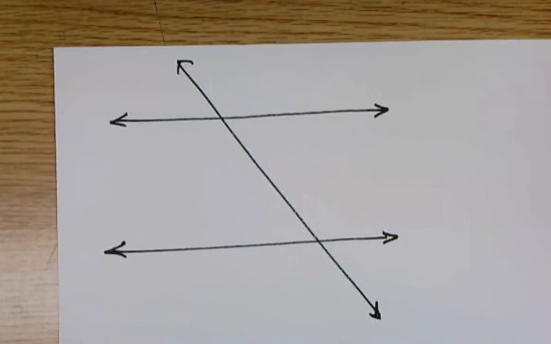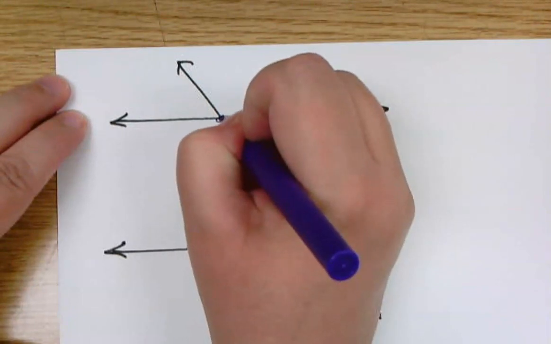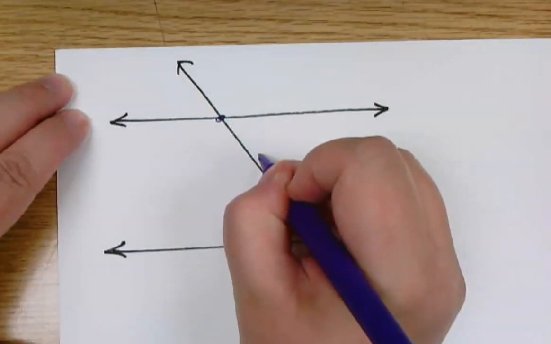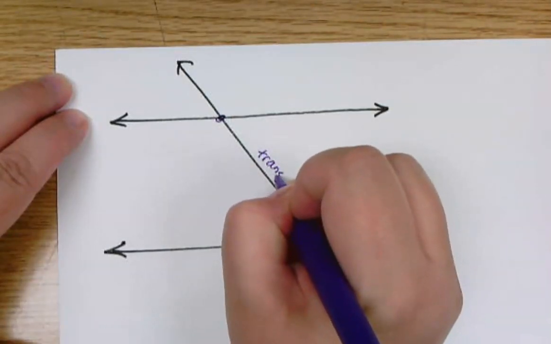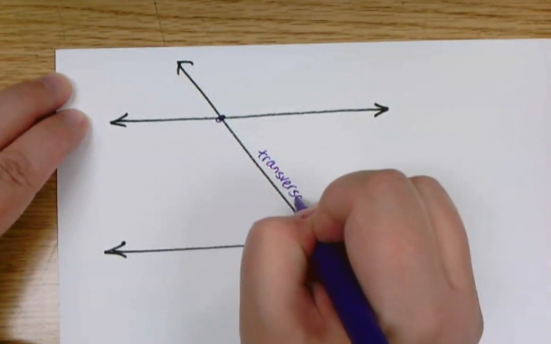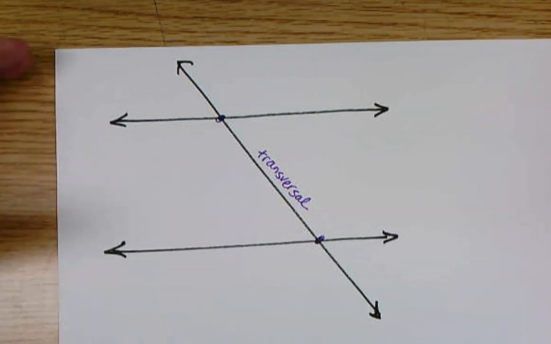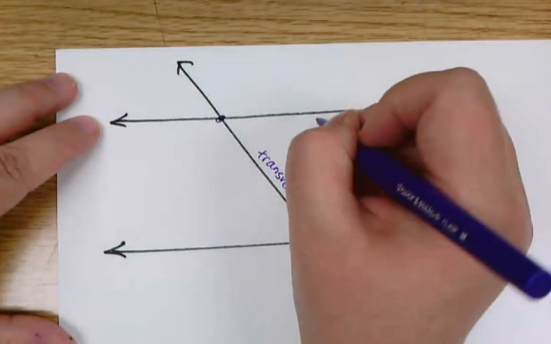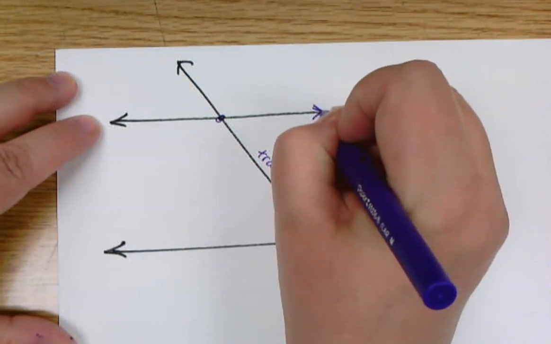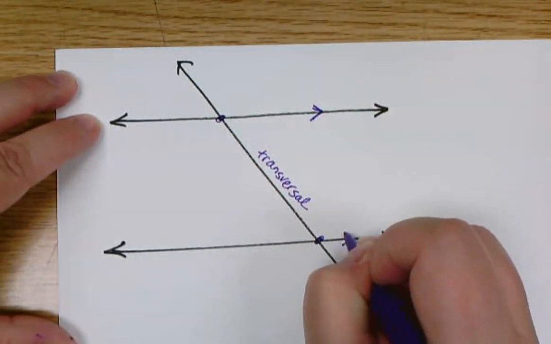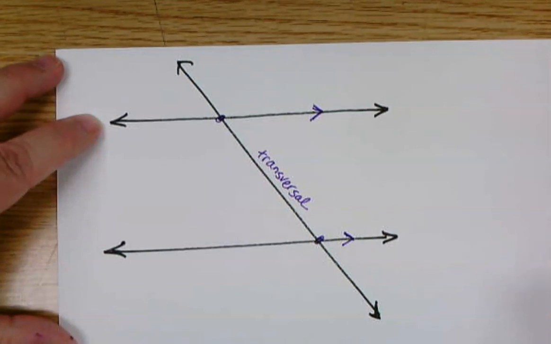So here I have two lines crossed by a transversal. This is the transversal, the line that goes between those two intersections and connects them. What I want to point out to you is that sometimes you might be told that the lines are parallel, and sometimes you might be shown. If I have little matching arrows on the line, not at the end, but on the line, that's a way of showing you they're parallel.